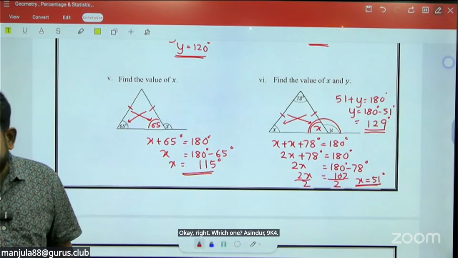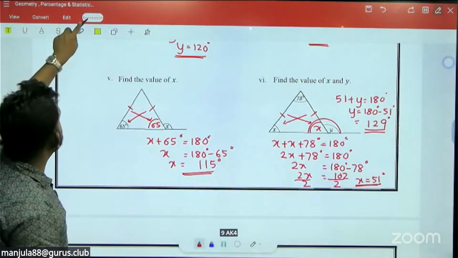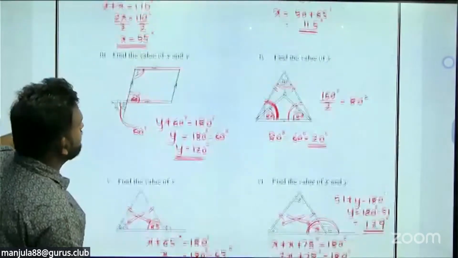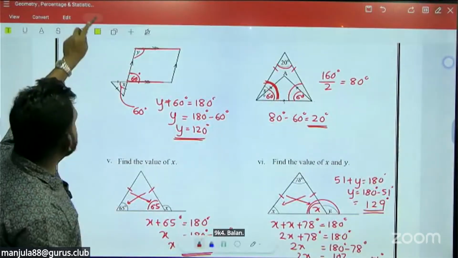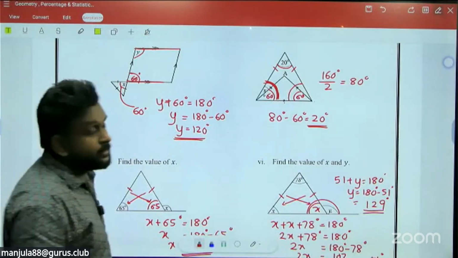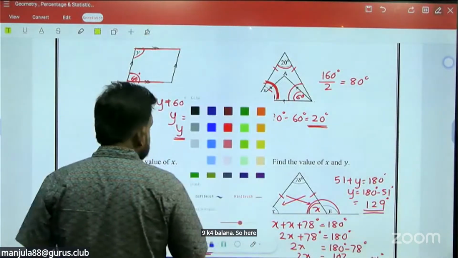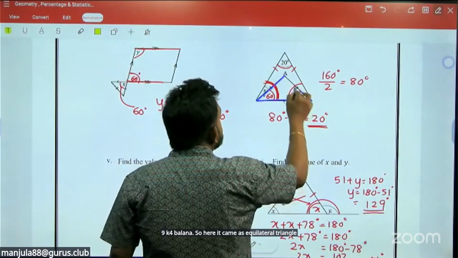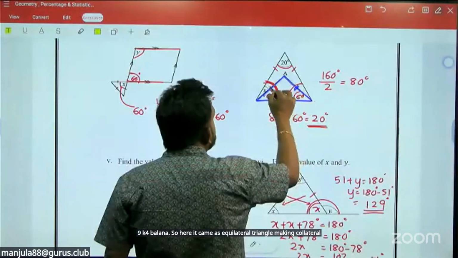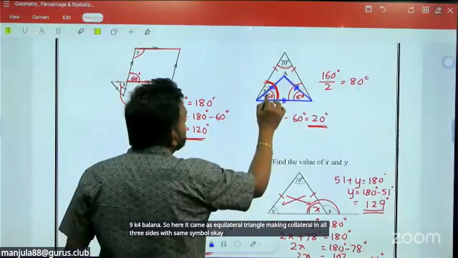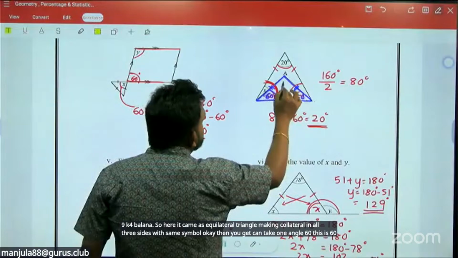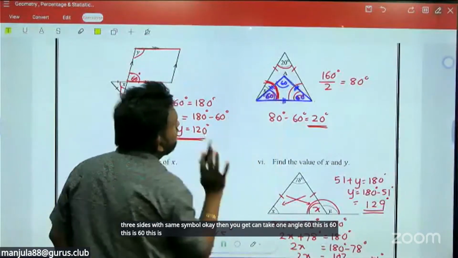So here it came as an equilateral triangle. It is given as equilateral, all three sides with the same symbol. Okay, then you can take one angle as 60. This is 60. This is 60. This is also 60. This part is fine.